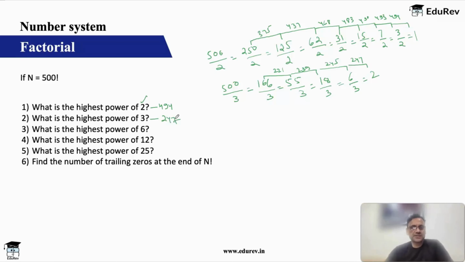Okay, next is 6. Now 6 you know is 2 into 3. 3 is a larger number, so you'll check the availability of 3, which we already have done. So your answer will be 6 to the power 247.